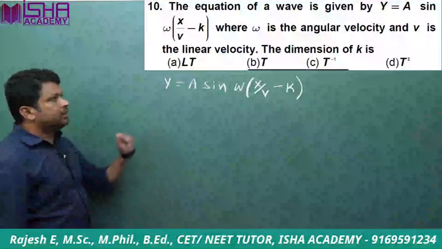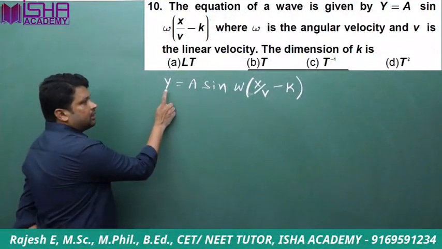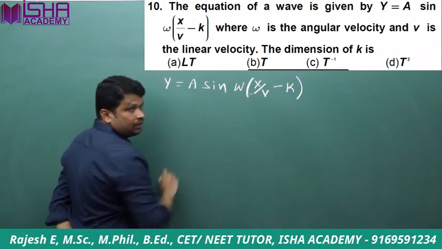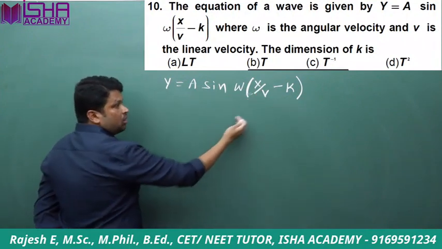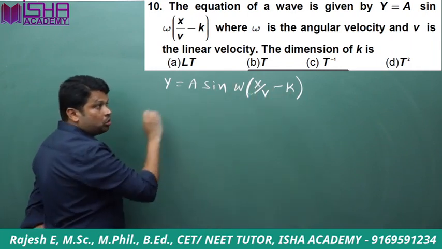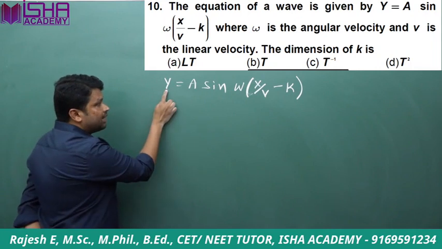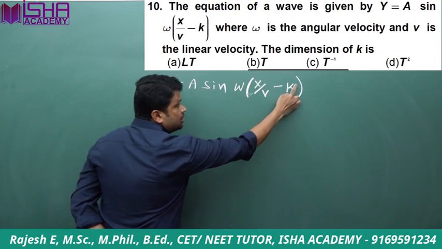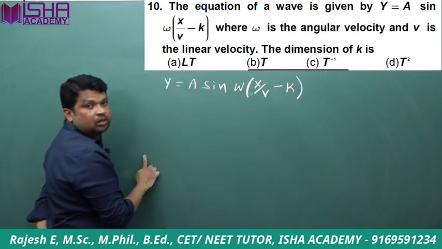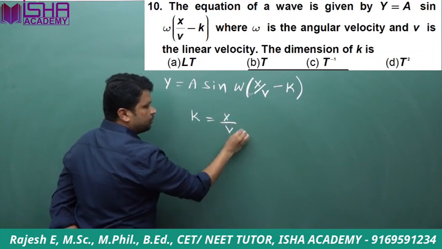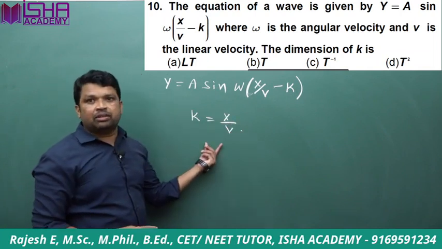Students, in the next question, see here, the equation is y is equal to a sin omega x by v minus k. Here we have to find what is the dimensional formula for k. So according to homogeneity of equation, y dimension is equal to x by v dimension. Y dimension is equal to k dimension. So k is equal to x by v. Simple. This is according to homogeneity of equation.